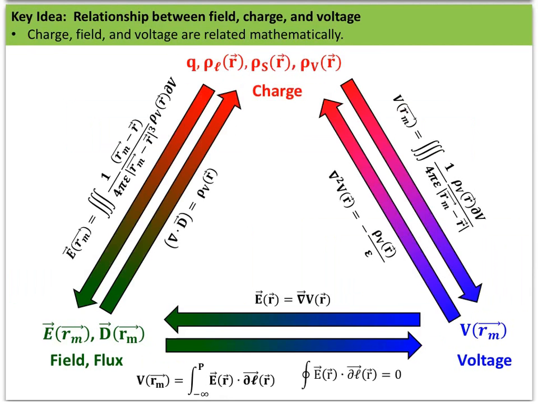And although I'm not going to cover it in depth here, one of the key ideas in electrostatics is there are relationships between fields and fluxes, charges and voltages that are very well-defined mathematical relationships that involve both integral and differential operators. So we can convert either way, from a charge to a field to a voltage to a charge, depending on the types of operations we choose to do. And these are shown in the diagram right here.